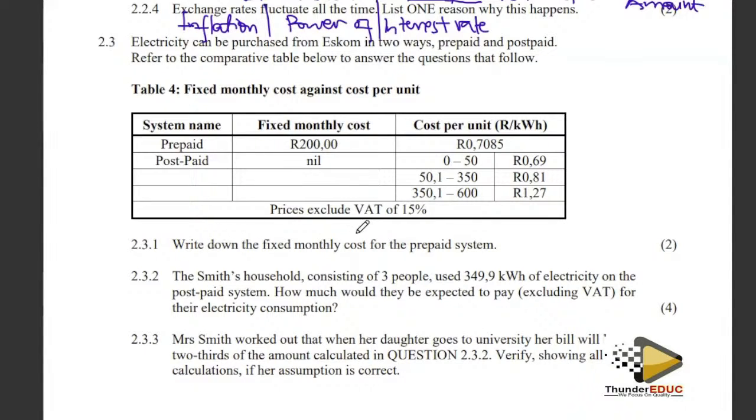Write down the fixed monthly cost for the prepaid system. So straightforward, it's this one here. Prepaid monthly cost, which is 200 rands. Okay.